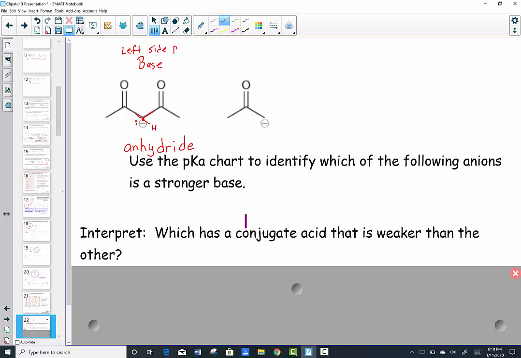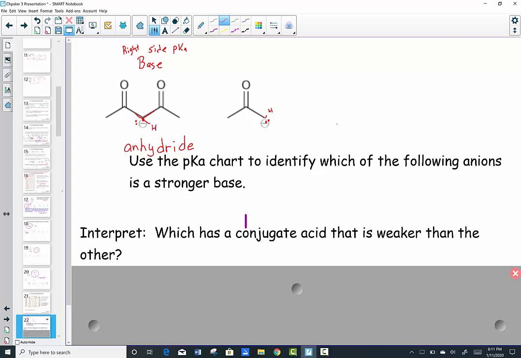When I ask you the stronger base, I'm really asking you which acid is the weaker acid, which has a conjugate acid that is weaker than the other one. So you're using your chart. Don't cheat yourself. Find those values and then we can compare. When you found the base on the right side, the conjugate acid on the left side, you saw a value of 9.0 for the conjugate acid. And on the other side, you found the conjugate base and acid given a 19.2.